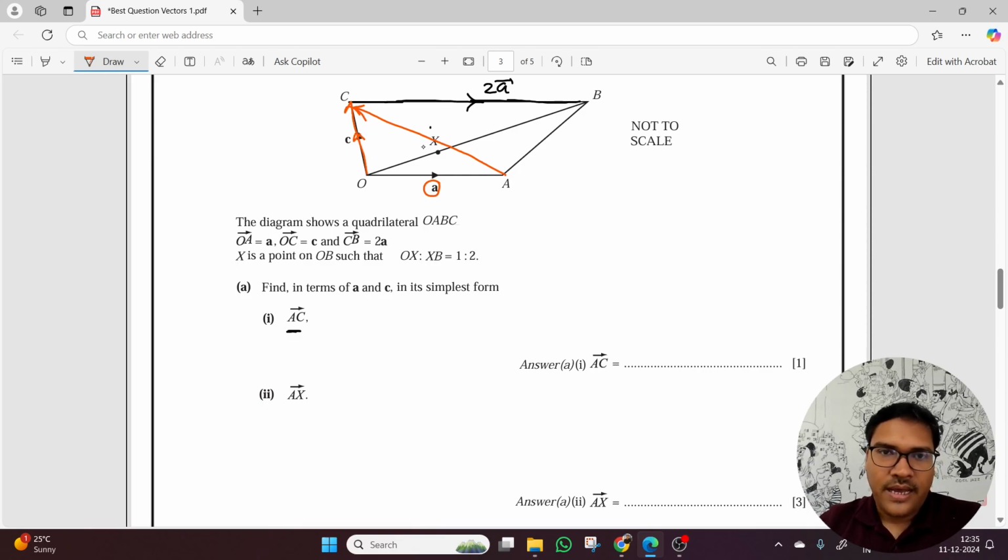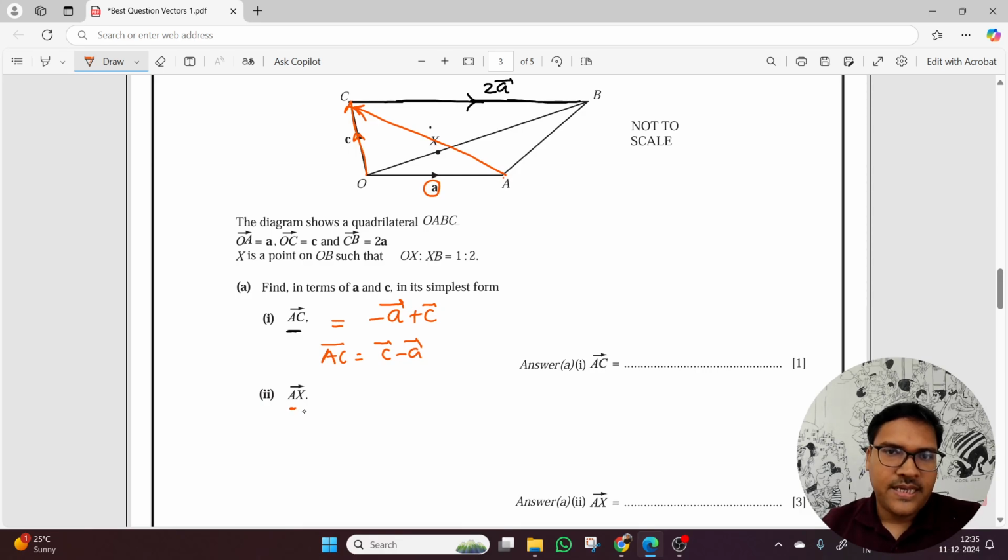So how can you add these vectors? You see, AC vector will be equal to, you are going from A to C. It is like going from A to O, which is minus A, because you are going in the opposite direction of A, and then we are going from O to C, which is C vector. So what is AC vector? This is equal to C vector minus A vector, or you just say C minus A.